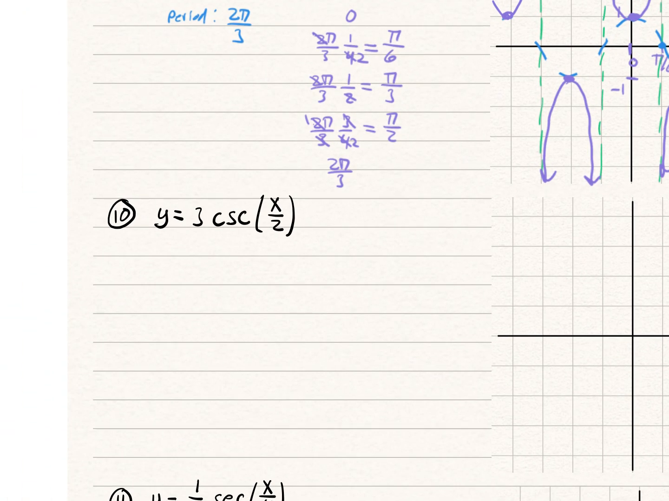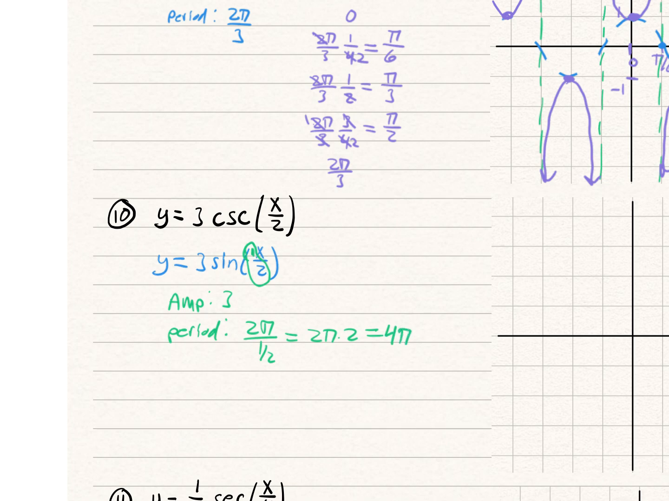Now with 3 cosecant of x over 2, again, I don't know what this looks like until you graph its reciprocal, and the reciprocal of cosecant is sine. And 3 sine of x over 2 is going to have an amplitude of 3. It's going to have a period of 2 pi over, this is going to be a 1/2 right here.